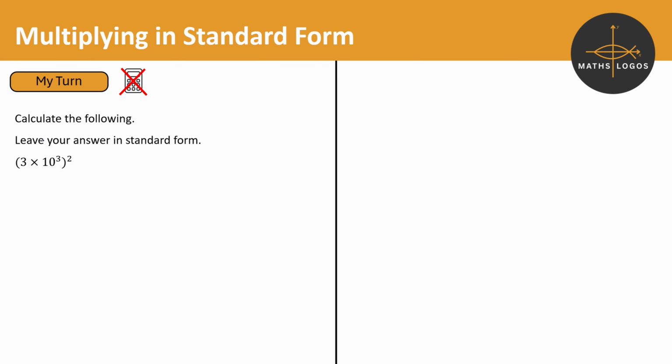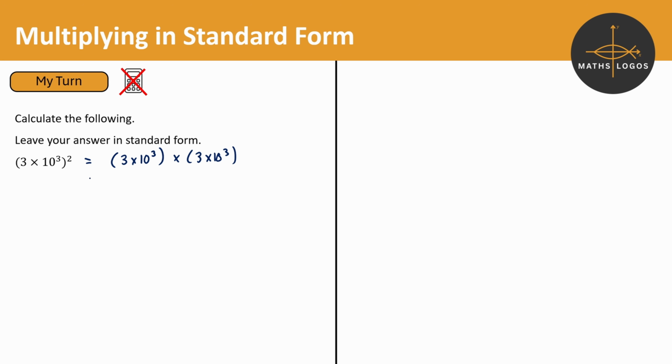Okay, let's look at an example like this. Calculate the following, leave your answer in standard form. 3 multiplied by 10 to the power of 3, and all of that, that's why it's in brackets, is being squared. I'm going to show you two different ways you can do this. The first way is to understand that if I'm squaring 3 multiplied by 10 to the power of 3, it means I'm doing 3 multiplied by 10 to the power of 3, and I'm just multiplying it by itself, like this.